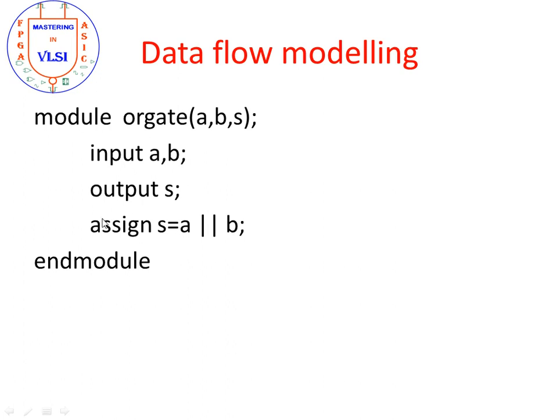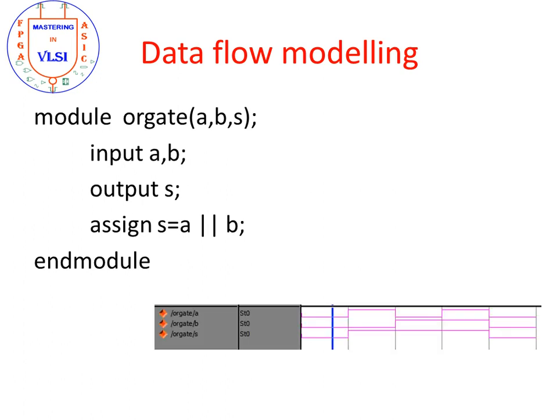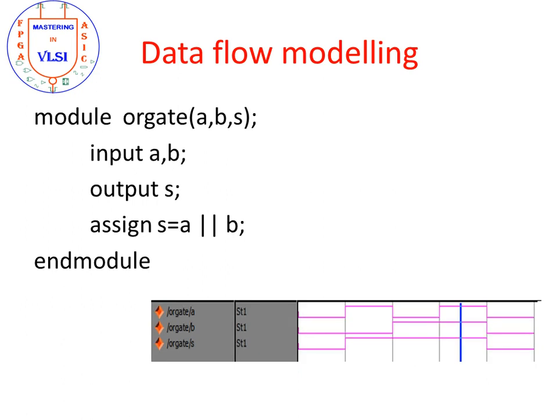The very simple way is we are going to use the assign operator. Basically data flow modeling is used to define concurrent applications, or else we can say concurrent digital designs. All designs will run in parallel. So here, the keyword assign, we are going to use: S is equal to A or B. Here OR is an operator in the Verilog language. In the upcoming sessions we will see all the operators and everything. It is also completed with endmodule. The signal is also like that.